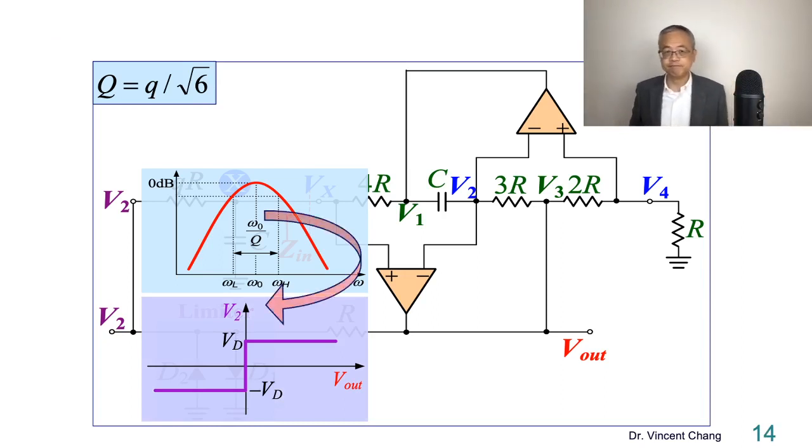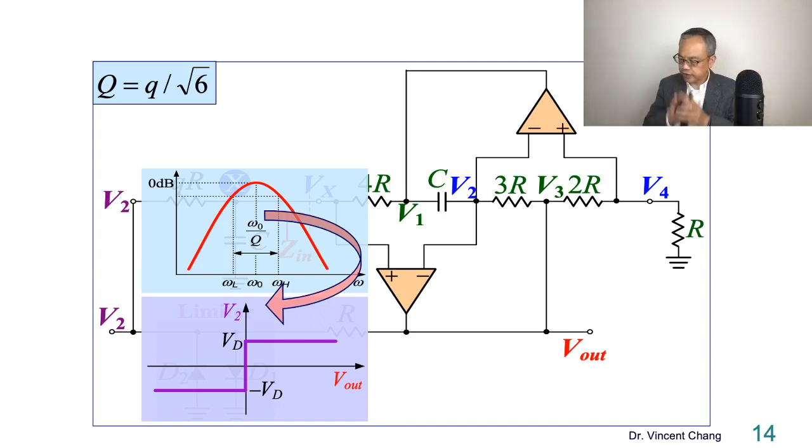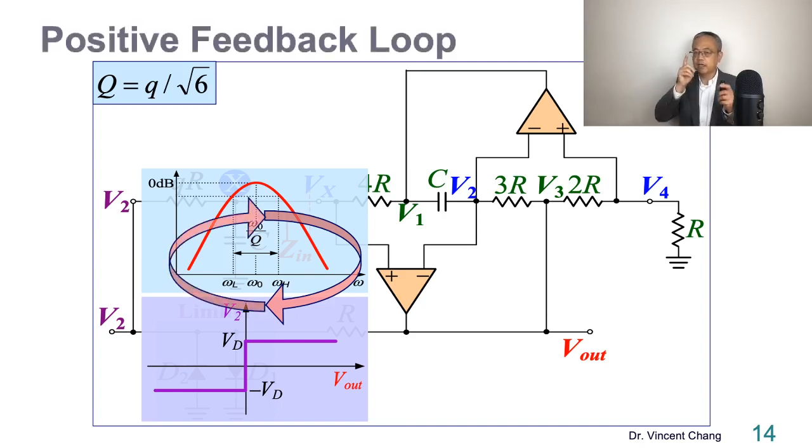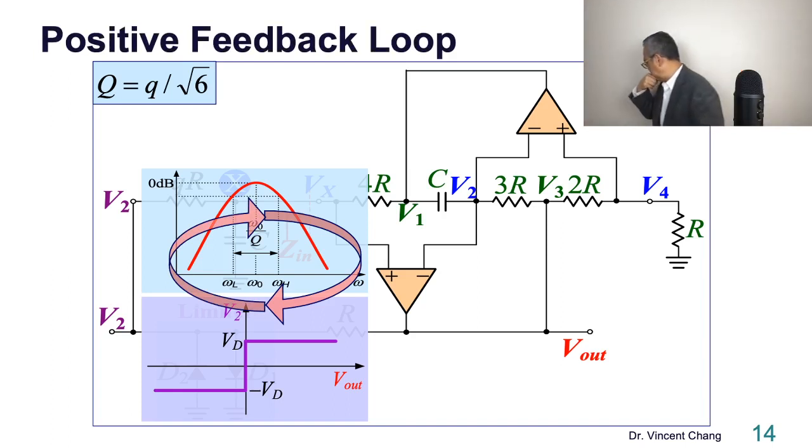Square wave, right? Before we mention the square wave, let me highlight one more thing. Actually, this kind of circuit can be interpreted as a bandpass with a limiter. So combining a bandpass and a limiter and putting it within what? A positive feedback loop. See the non-inverting input of the left-hand side op amp. It forms a positive feedback loop.